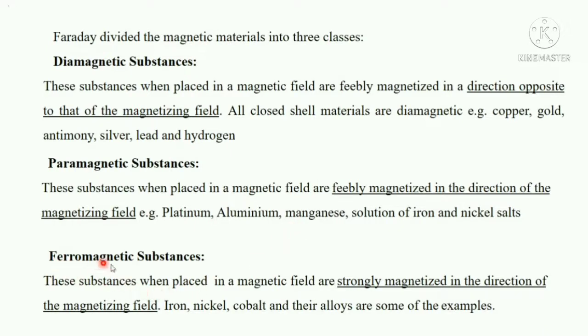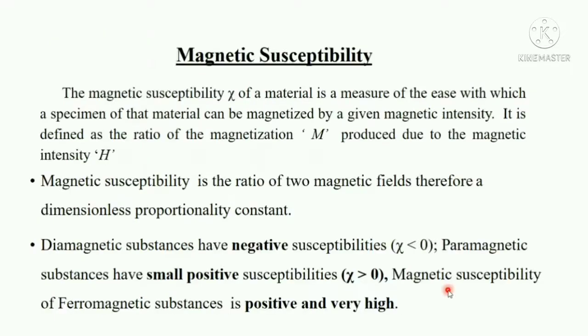And finally, the ferromagnetic substances. These are the substances which, when placed in a magnetic field, are strongly magnetized in the direction of the magnetic field. Iron, nickel, cobalt and their alloys are some of the examples. Now let us see what the magnetic susceptibility is.